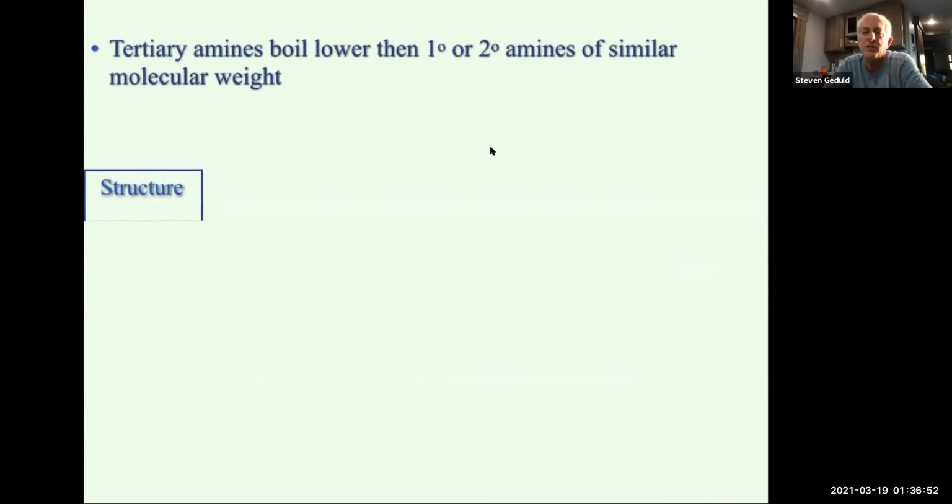So tertiary amines boil lower than primary or secondary. Remember, tertiary amines have no hydrogen bonding because there's no hydrogen to do it with. They've all been substituted.